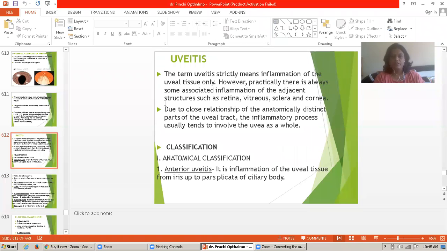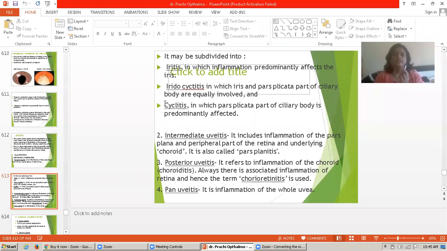In uveitis, there is an anatomical classification we will learn. Firstly, the anterior uveitis, which includes iritis, iridocyclitis, and cyclitis. Second is the intermediate uveitis, in which there is inflammation of the pars plana and the peripheral part of the retina and underlying choroid. So it is called pars planitis.